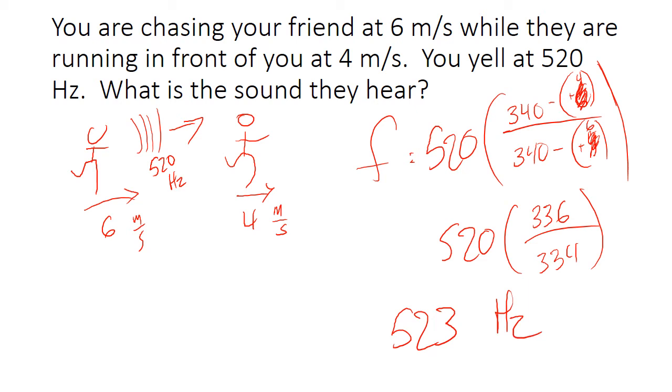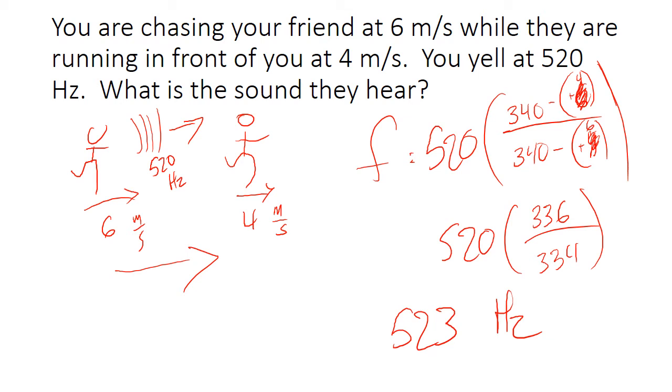Now, this is higher. Does it make sense to be higher? Yes. You are moving towards them. You are gaining on them. Whenever you're moving towards something, you should sound higher. If you don't get a sound that sounds higher, you might have screwed something up.